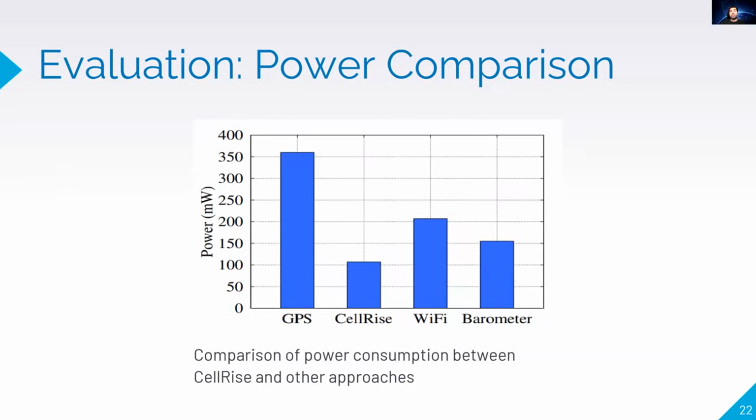Finally, this figure shows that CellRise has a significantly reduced power consumption profile compared to GPS, Wi-Fi, and barometer, as cellular is enabled on the phone by default, so it adds no extra power consumption to the normal phone operation.